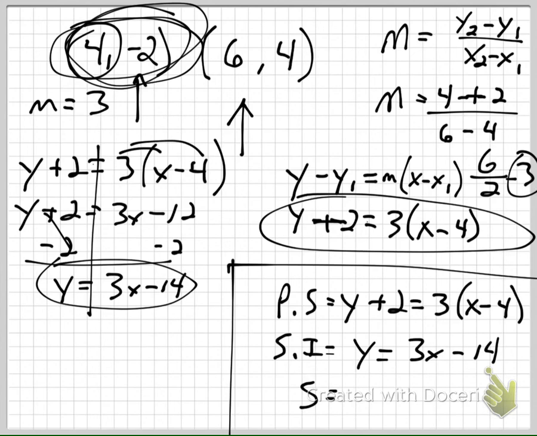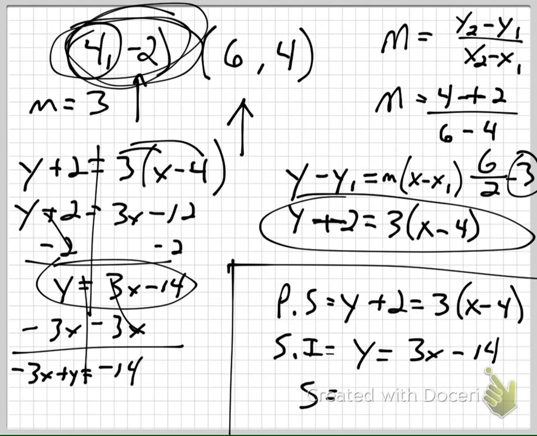Okay. And then standard form, what do I do now? This is kind of a tricky one. What do I have to do? I need to get x and y on the same side. So I'm going to go minus 3x, minus 3x, negative 3x plus y equals negative 14. Is that standard form? No. What's the problem? X is negative. No good. I need to flip then. Well, I'm going to multiply both sides by negative 1, which in essence flips every sign. 3x minus y equals 14.